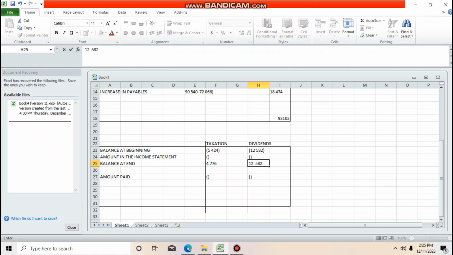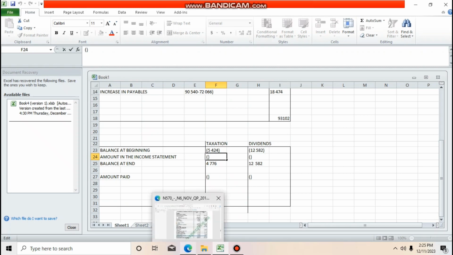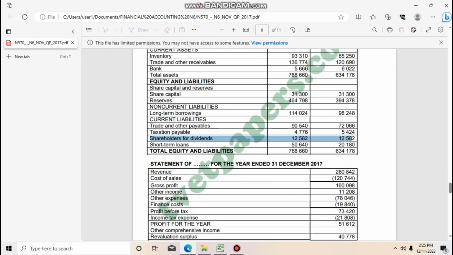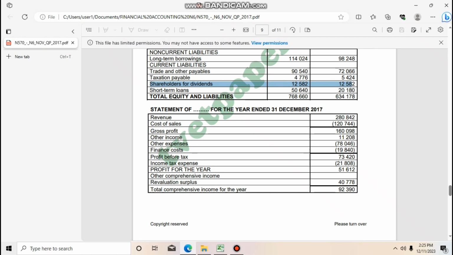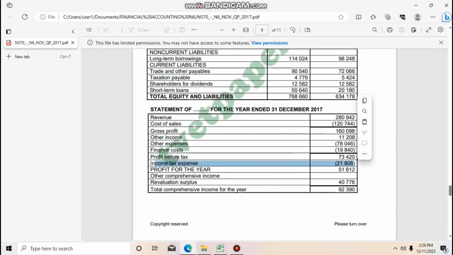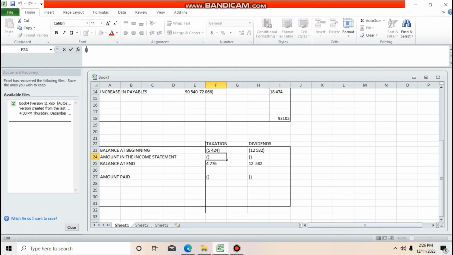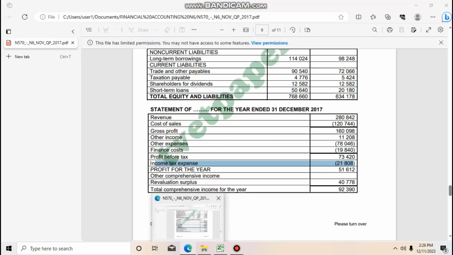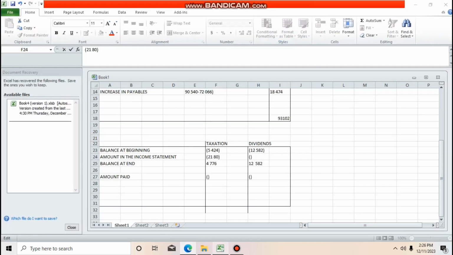The amount as per income statement, you're only going to find the amount on the statement of comprehensive income. So if you can check here, we've been given the statement of comprehensive income. Here's the income tax expense, here's the amount for income tax expense, 21808.